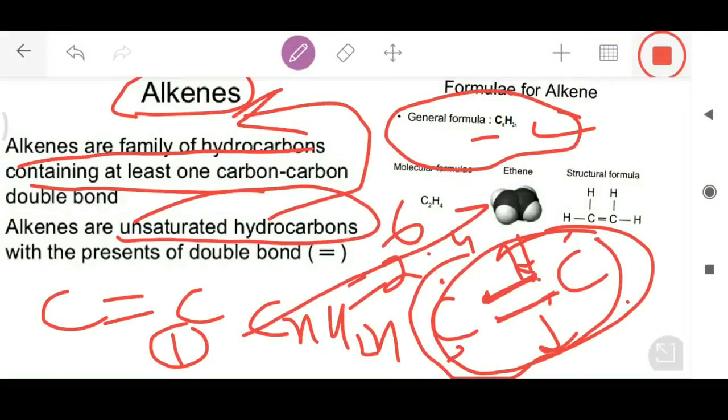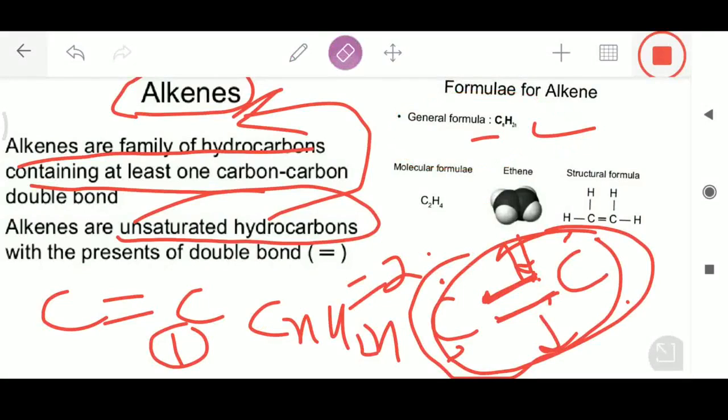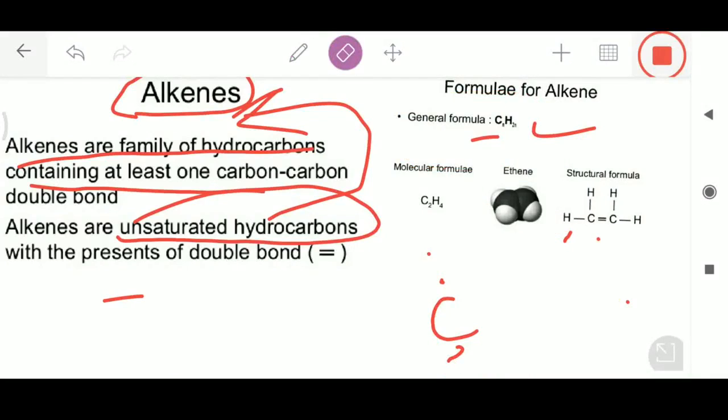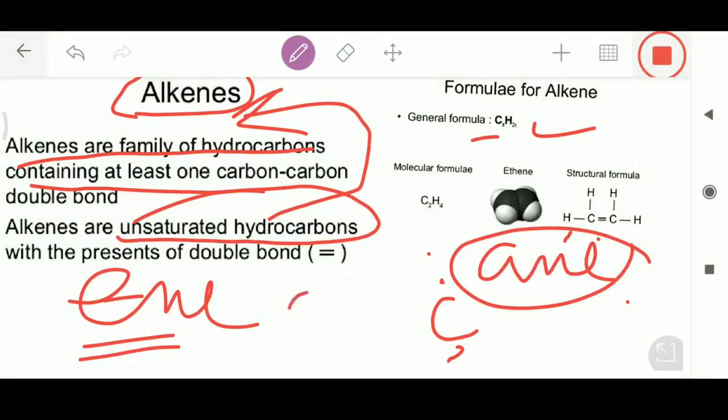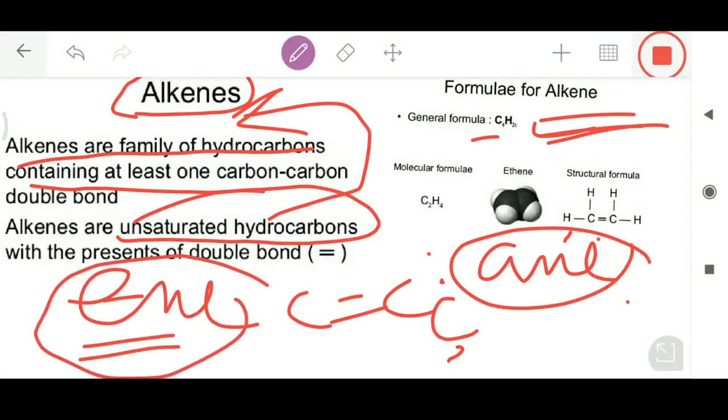Ene is the suffix which is used like this. This is ene. An means, I told you people, single bonds, and ene means carbon-carbon double bonds. That's why they are called as alkenes, because there is a presence of a double bond between the carbon-carbon atoms. Now we will discuss how we can make, by using the general formula, a series of these alkenes. Let's discuss this thing.